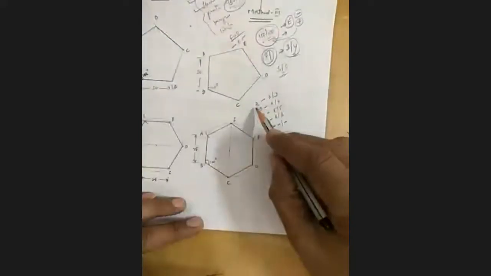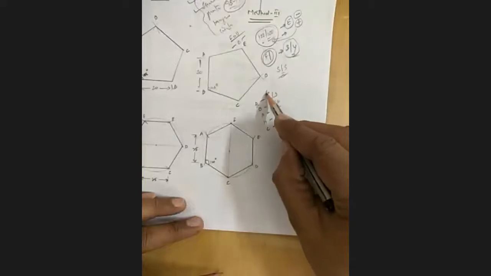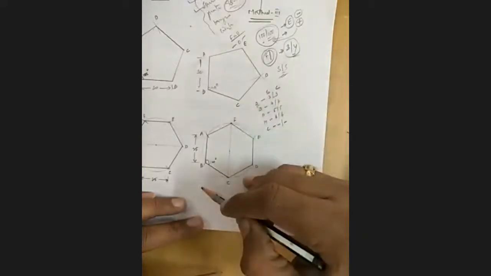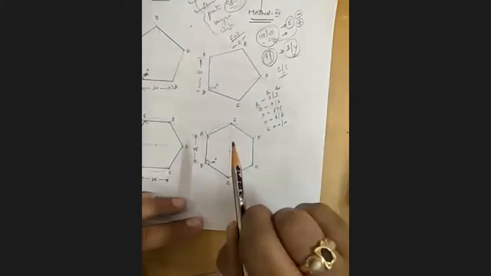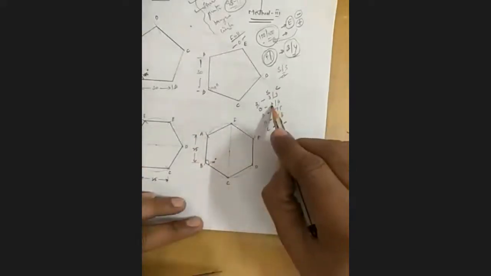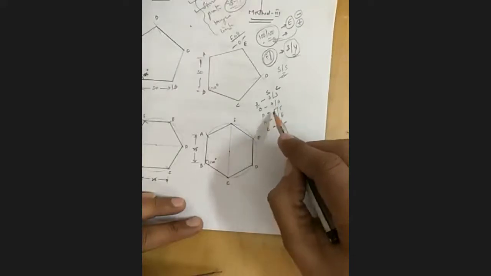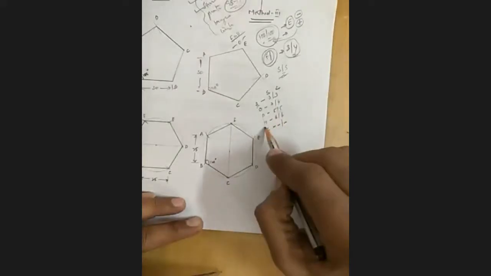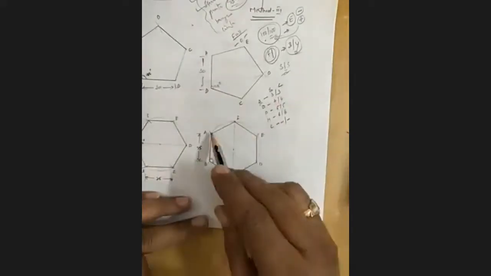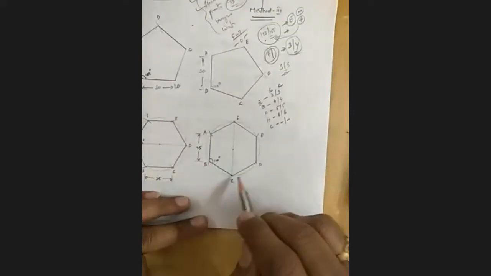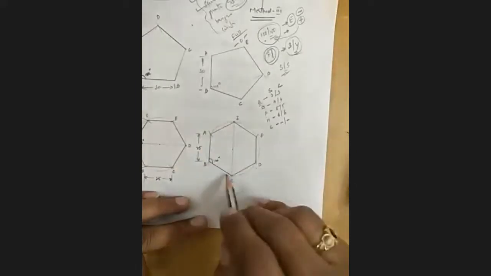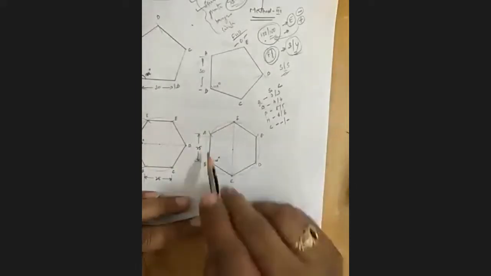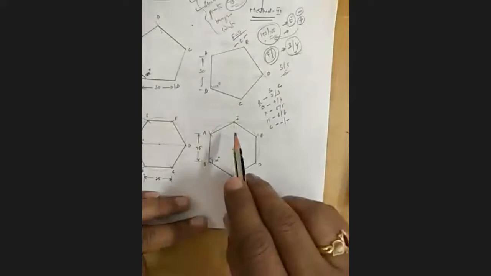Tell me what I am talking. Triangle, three sides, three corners. I'm only talking about side and corner, don't talk about anything unwanted. Square, four sides, four corners. Pentagon, five sides, five corners. Hexagon, six sides, six corners. AB is a side, BC is a side, CD is a side, DE, EF, FA. Corners A, B, C, D, E, F, all are corners.